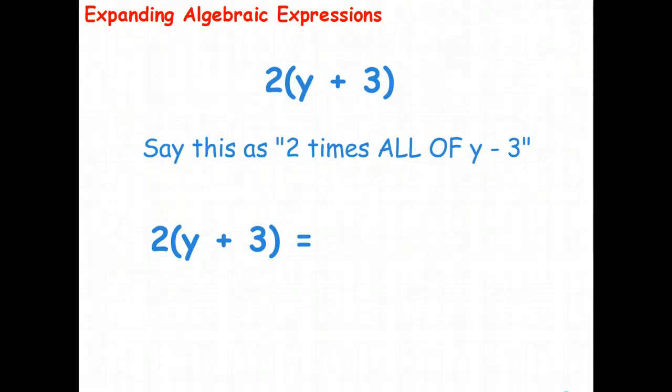I'll make sure I'm in the pen tool. You need to multiply the 2 times the y to give us 2y. Then we have a plus sign there, so we put a plus sign there. And then finally, because we're multiplying 2 by all of y plus 3, we multiply the 2 times the 3 as well, which gives us 6. So that's how we expand simple expressions like that.